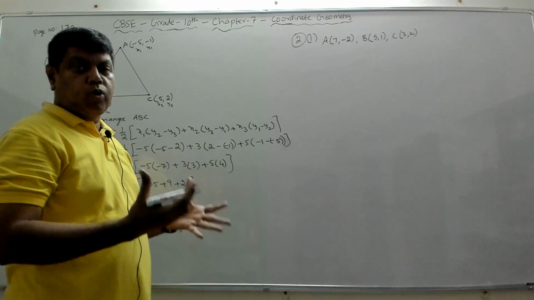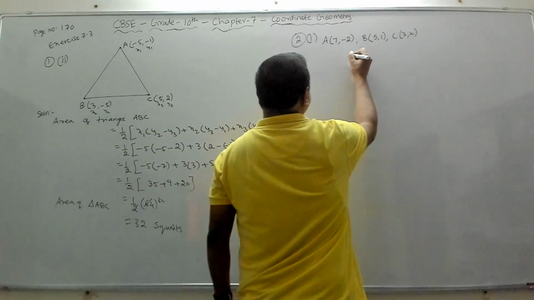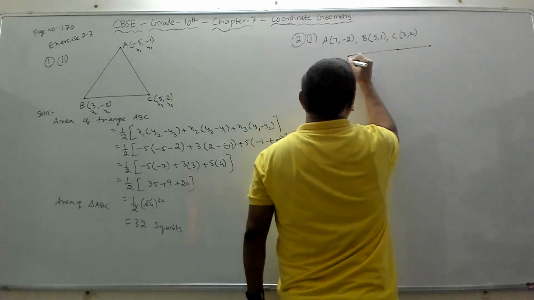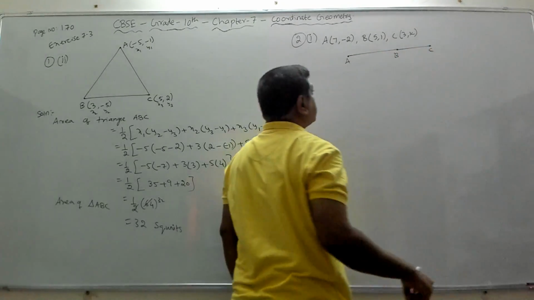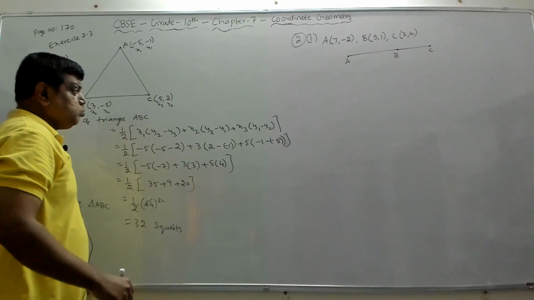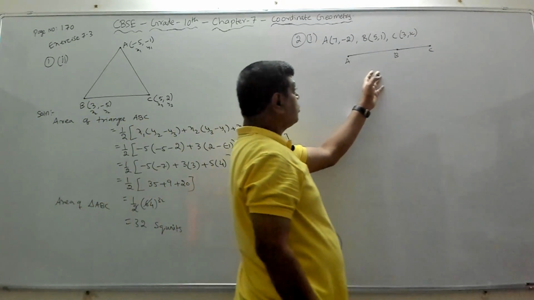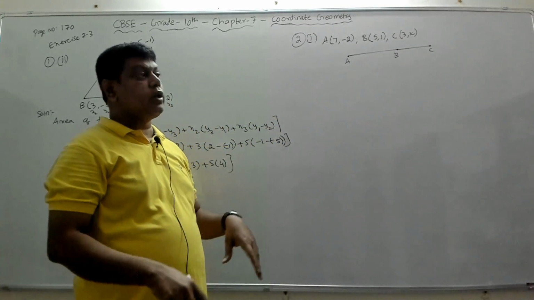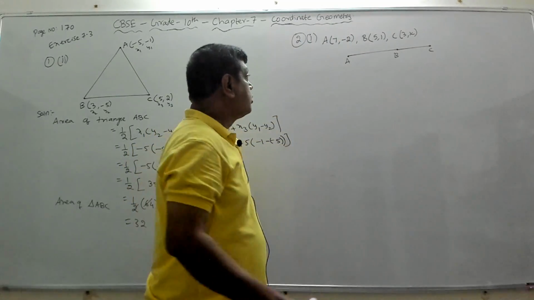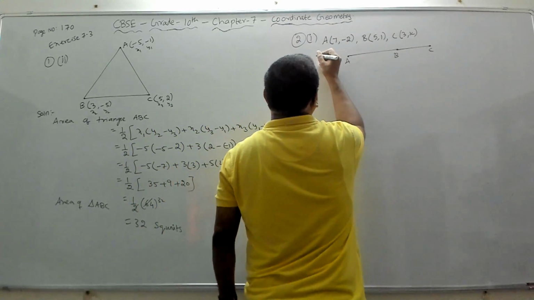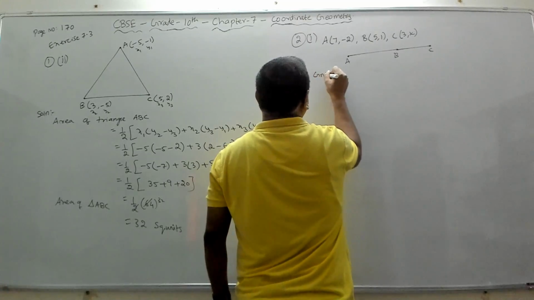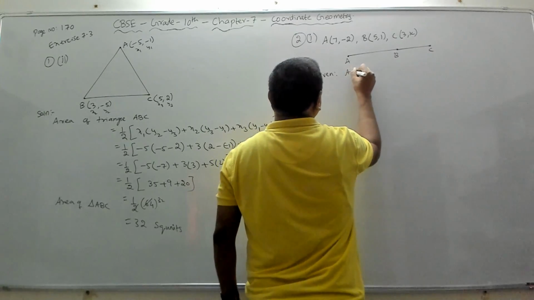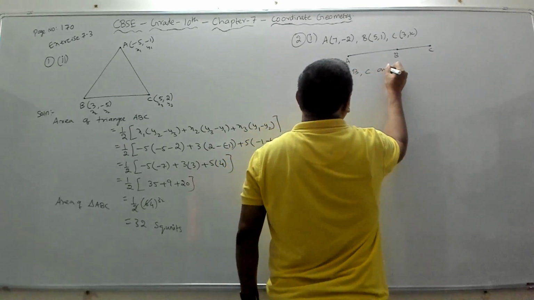And whenever 3 points are collinear, which means they lie on the same line, A, B and C are like this. And whenever we want to prove that points are collinear, we will show that the area of the triangle is 0. If the area of the triangle is 0, then the points are collinear. Here it is given that the points are collinear. That is given.